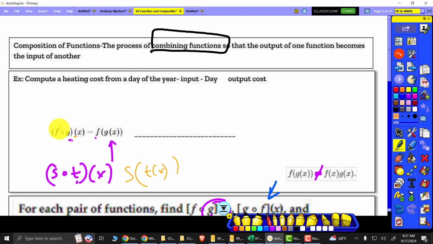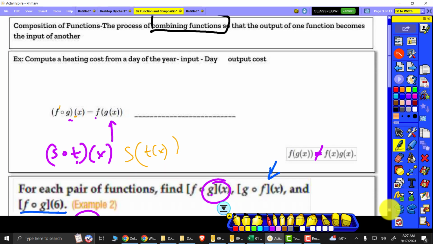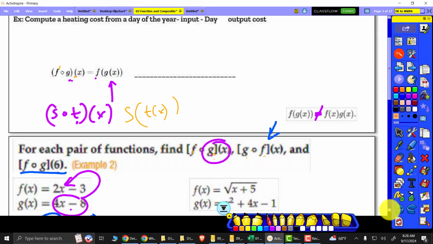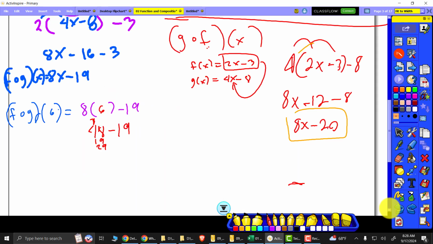Okay, so in this case, if you look at this one, why did we switch them? Because f is the one that you have to plug into your g, whereas in this one, g is the one that you have to plug into your f. So the order is very, very important. Now, let's compare. Are these two the same? No. Sometimes they will be, but most of the time they'll not be equal. See this one over here? 8x minus 19. Here is 8x minus 20. All right? Okay, can you please do the one with the square root?